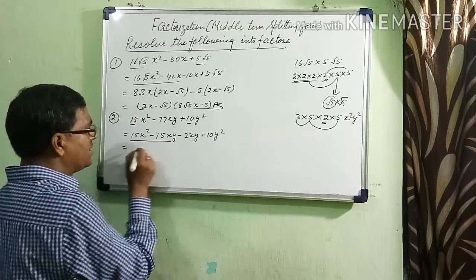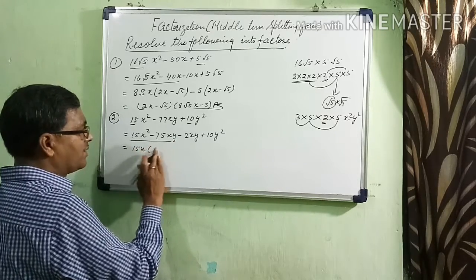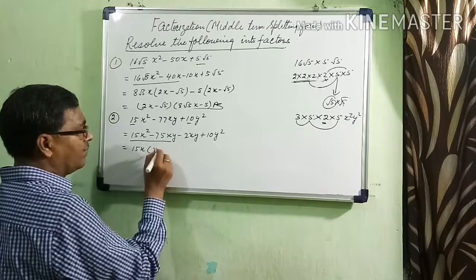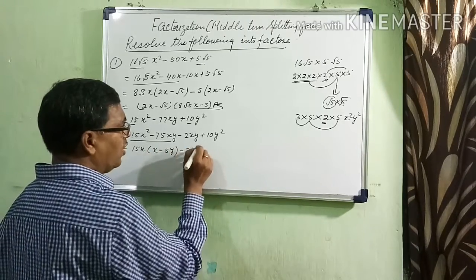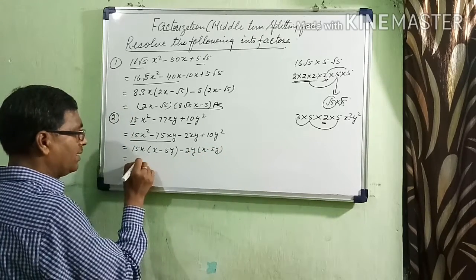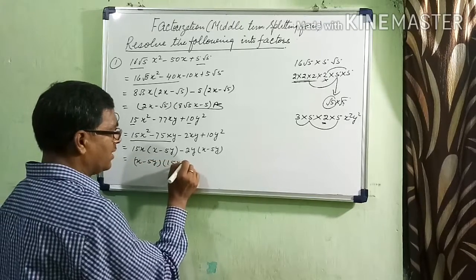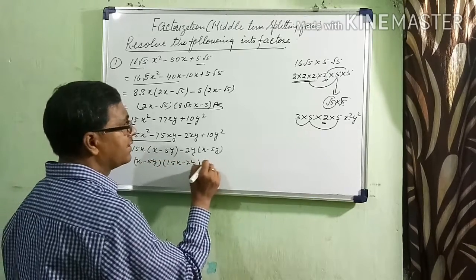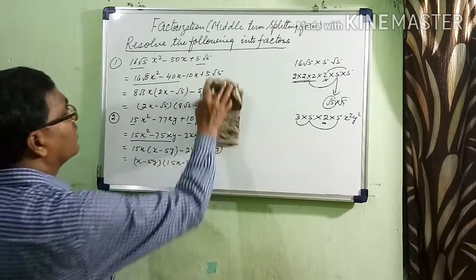And now from this 15x common, what is left? Only x left and minus 5y left. And here 2y common, x minus 5y. And then x minus 5y into 15x minus 2y, and that is the answer. Now let us take another one.